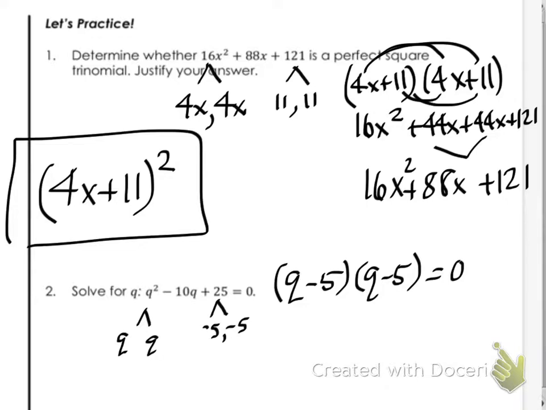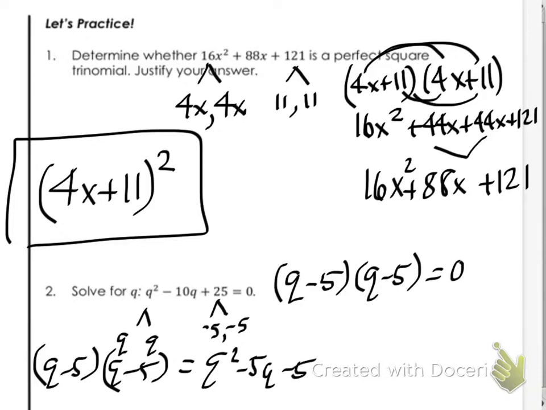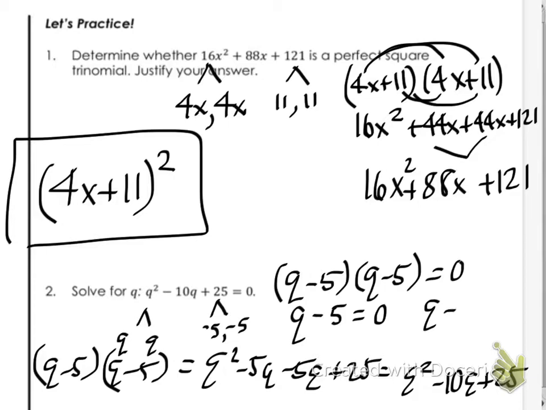Alright, but let's go back and check this out just to be on the safe side to be sure it works out. We would get q squared minus 5q minus 5q plus 25, which is q squared minus 10q plus 25. So it does work. So now we set each of them equal to 0. Q minus 5 equals 0, and q minus 5 equals 0. We know that when we want to solve these, we use inverse operations. So we have to add 5 to both sides.